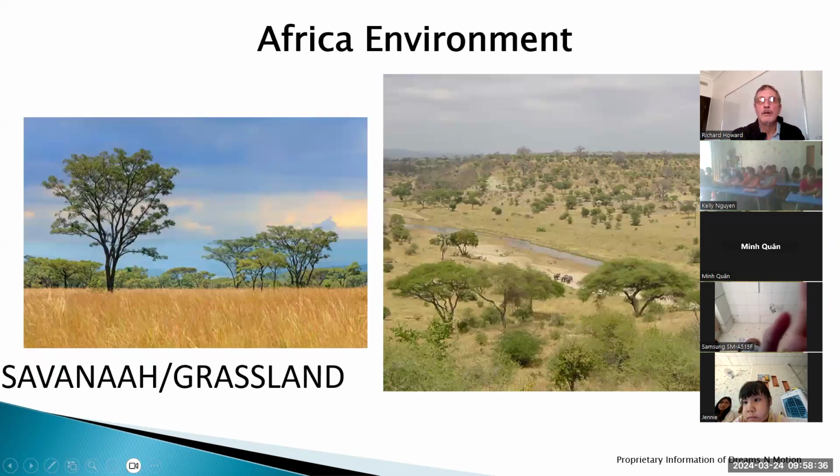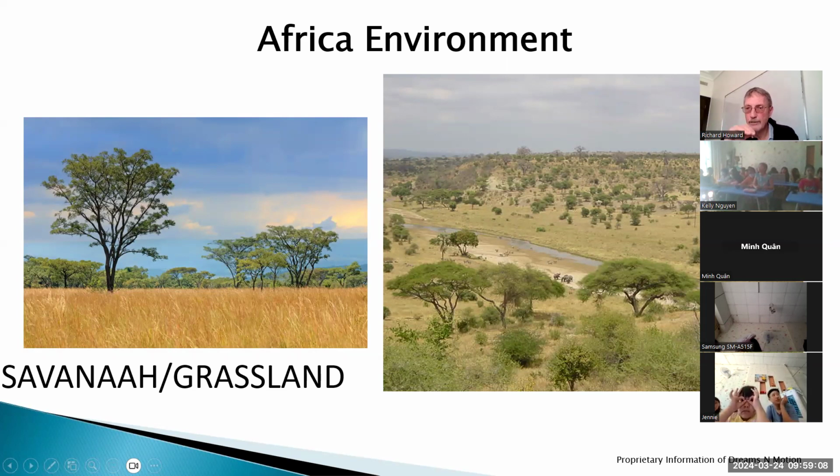Okay. So the next part of Africa we're going to talk about is what we call savanna or grassland. This is where, when we think a lot about Africa, we see a lot of the animals that we think about in Africa, okay? And this covers a big part of the continent, okay? So what kind of animals do you think live in this environment? You guys know?